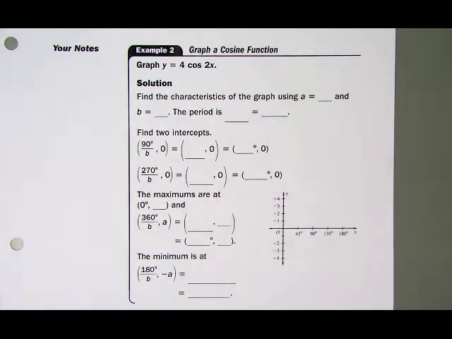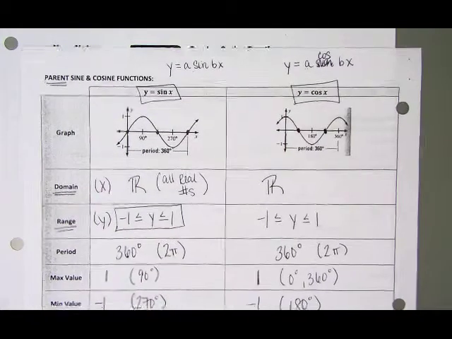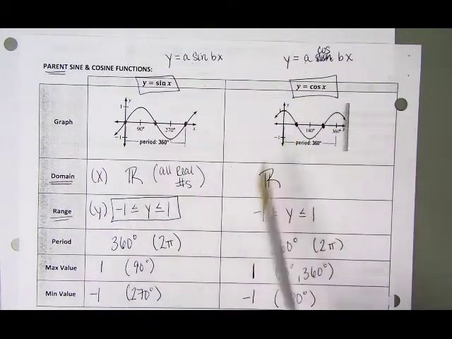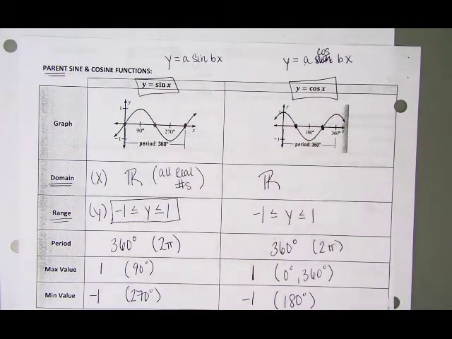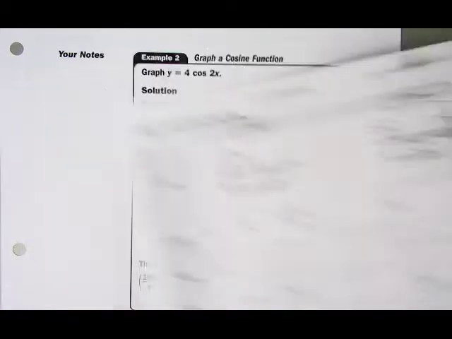So again, if you look at your original parent function of what cosine looks like, you're going to have a graph that's going to be similar to that shape. We're going to have two maximums, a minimum, and whether it's stretched or squished together, the idea is that it's going to have a similar shape to our parent function.